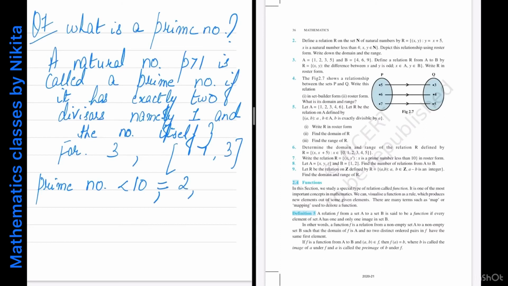So 2 is the only even prime number. Then you have 3, then you have 5 and then you have 7. So these are the prime numbers less than 10. Now let us write the set R. So it is the set {x, x cube}, where x is a prime number less than 10.